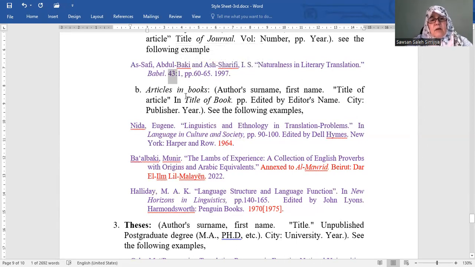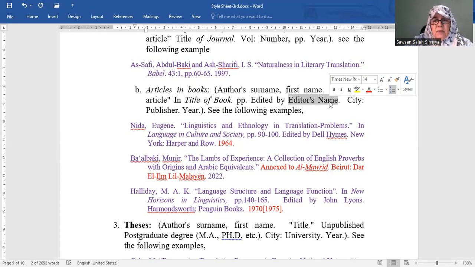You may also have articles in books. Here you write the author's surname, again the family name, then the first name, the title of the article, and then I write "in." After that, I write the title of the book, okay? I write the pages again, the first page and the last page, and then I write the name of the editor. But be careful. With the editor's name, I don't write the family name, then the first. No, I write it as it is. The first, then the family.